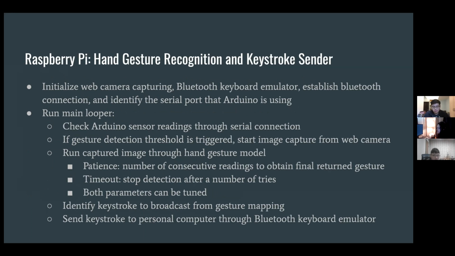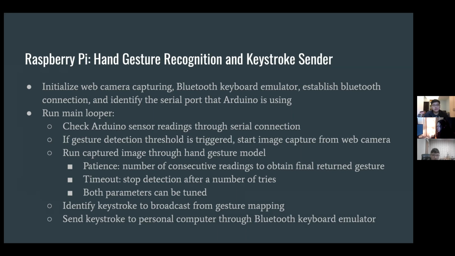And so the Raspberry Pi takes in the Arduino inputs through a serial port, and also takes in the web camera feed, and also uses Bluetooth to send the keystrokes that it wants to do. All three of these things need to be initialized before we start running our main logic code on the Raspberry Pi. Once all this is done, we start running our main loop.